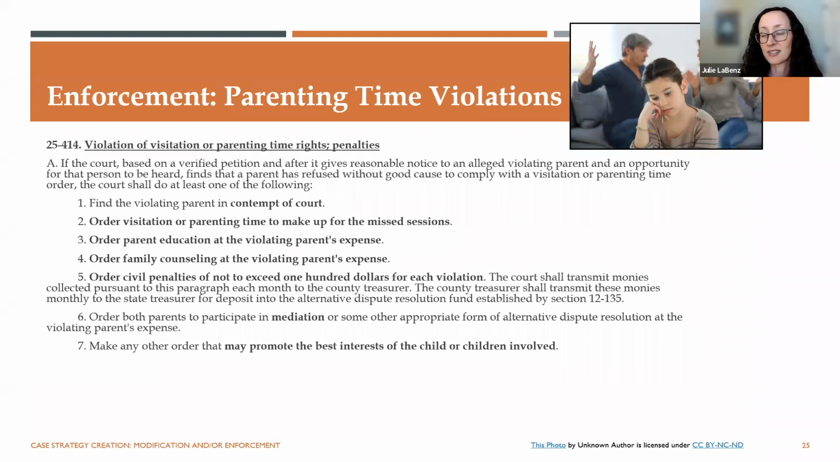But then we have this statute as well, where the court can put the violating parent in contempt of court, can give you additional parenting time for the time that you missed, can order a parenting class, can order family counseling, can order civil penalties, mediation, or anything else that may promote the best interest of the child. So think about that when you're going through this. What would make you whole? If you can prove your violation and the court is going to give you a remedy, what remedy do you want? It doesn't mean you're going to get it, but you're going to need to tell the court the remedy you want in order to be in a position to get it.